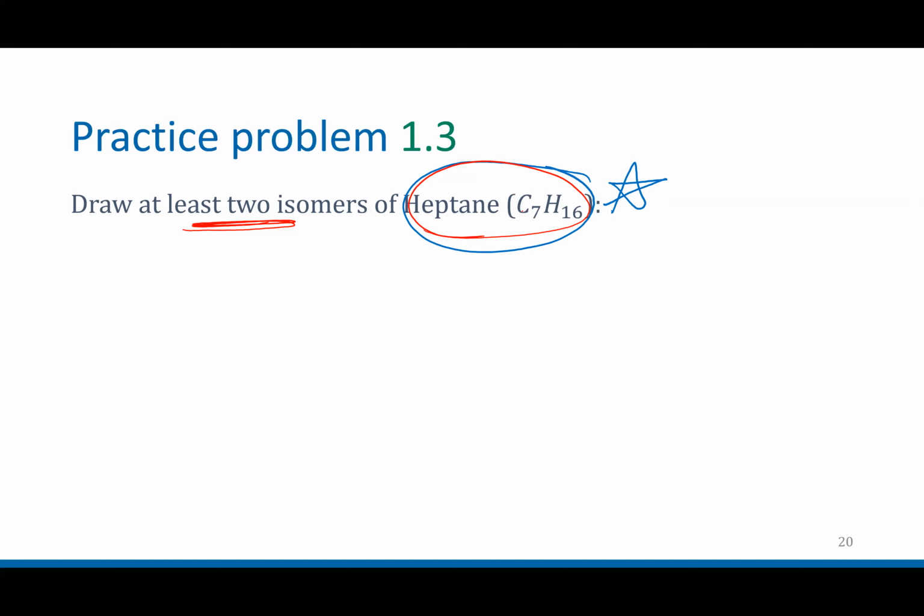This says draw at least 2 isomers of heptane. And be careful with the English there. What I mean with this question is I want you to draw isomers of heptane. I do not want you to draw heptane. So basically where a lot of students go wrong is they see this on a test and they draw heptane. 1, 2, 3, 4, 5, 6, 7. So this is heptane.